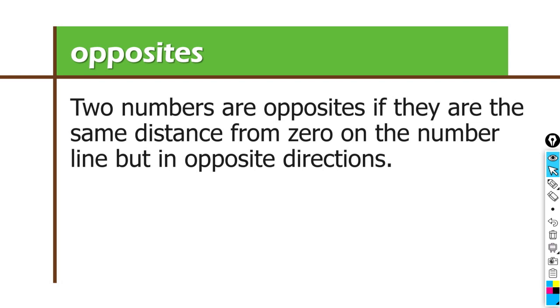Opposites. Two numbers are opposites if they are the same distance from zero on the number line, but in the opposite direction. Well, I showed that to you just a minute ago when I went 1 and negative 1, 2 and negative 2. Those are opposites because they are the same distance from zero, but in the opposite direction. What do you think of when you think of opposites? You think of light and dark, strong and weak, big and small. They're always as far apart from each other as you can get.